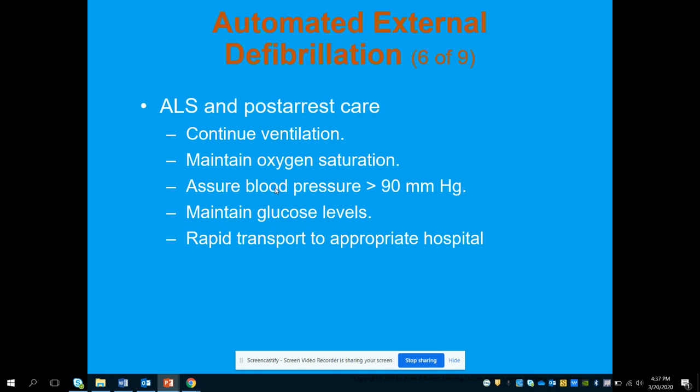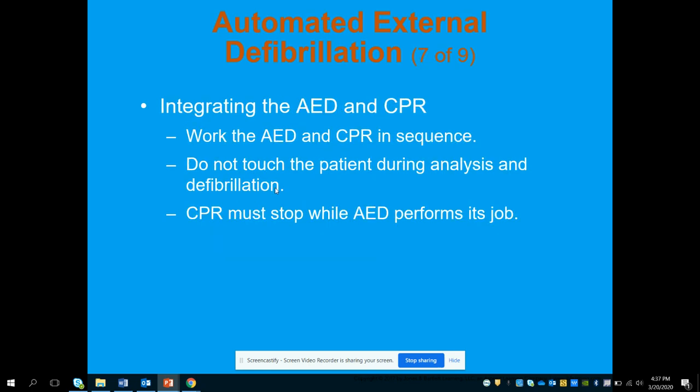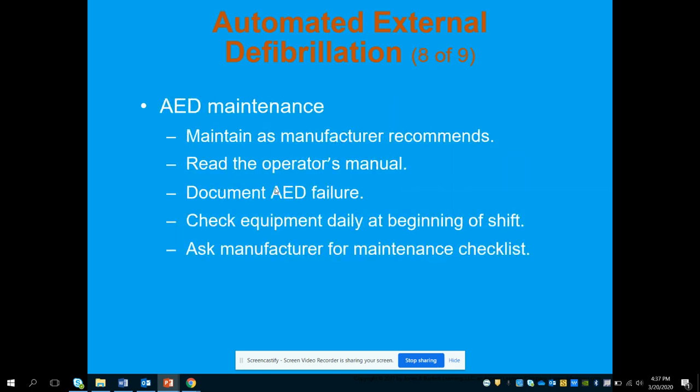appropriate facility, although we do want to stay on scene for 10 minutes to package the patient, get that first set of vital signs, get a 12 lead, and make sure that we are ready to transport to an appropriate facility. Looking at some AED maintenance, we want to read the operator's manual.